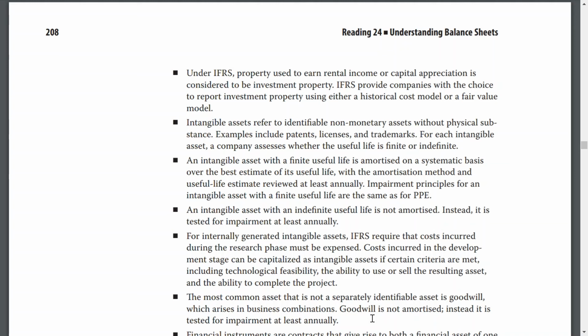without physical substance. Examples include patents, licenses, and trademarks. For intangible assets, a company assesses whether the useful life is finite or indefinite. An intangible asset with a finite useful life is amortized on a systematic basis over the best estimate of its useful life.